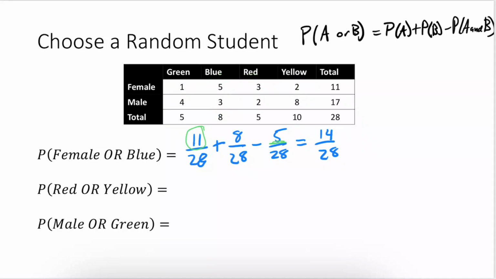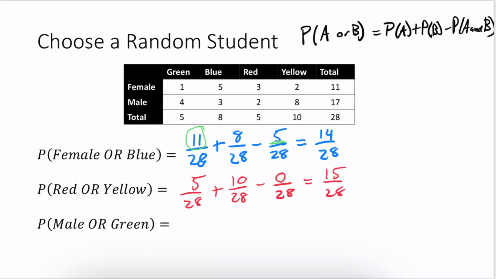So let's do the next example where we calculate the probability of getting red or yellow. So the probability of getting a student whose favorite color is red would be 5 out of 28. The probability of choosing a student whose favorite color is yellow is 10 out of 28. And the probability of drawing a student whose favorite color is red and yellow would be 0 in this case, because you can't have a favorite color that's red and yellow at the same time, because they could only choose one favorite color. And so in this case, this probability would be 15 over 28.